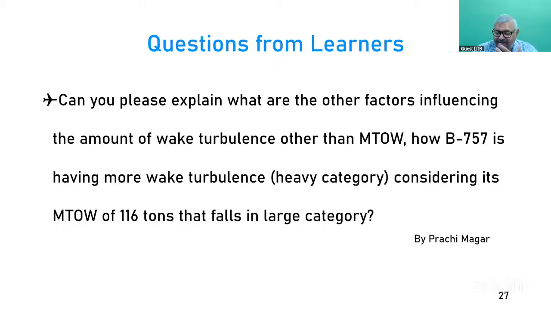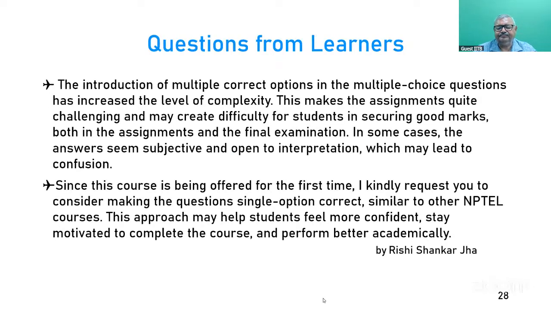Now, why does 757 have more turbulence compared to other aircraft in its weight category? I don't know because I did not design it, nor did I have any access to the design data. But from the operations, it has been found that the wake turbulence generated by the aircraft is very high, comparable to much bigger aircraft, and therefore we have slotted it in that particular category.